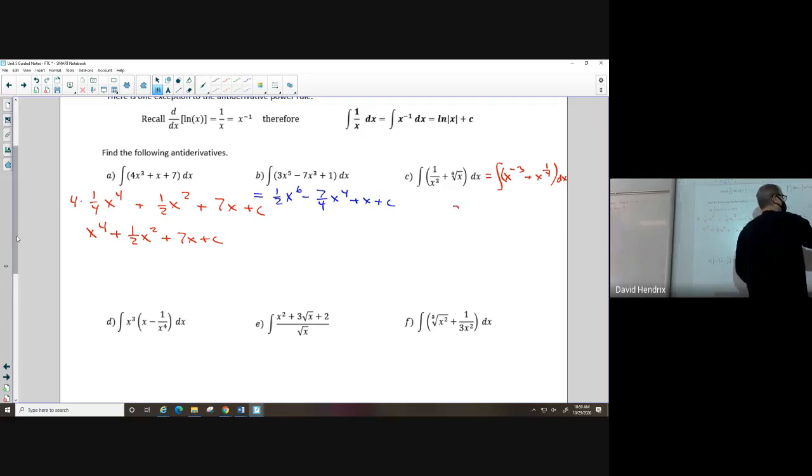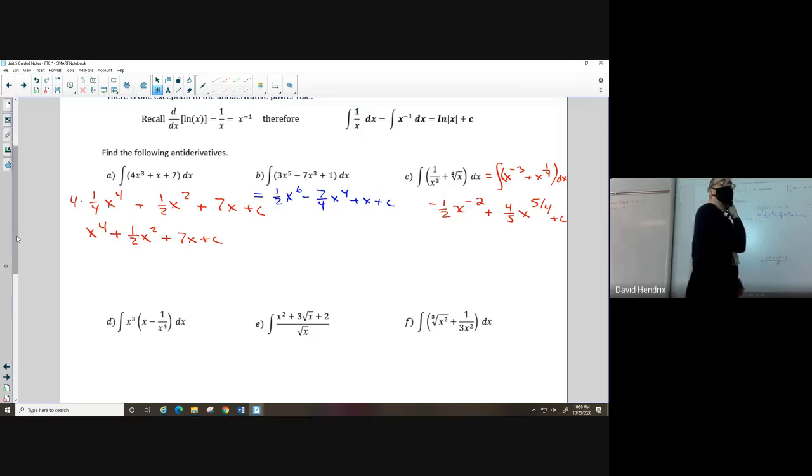So what we need to do is just do the same thing. So x to the negative second times negative 1/2 plus x to the what power? What do you think this was going to be? Up one power, 5/4 times 4 over 5, plus c.